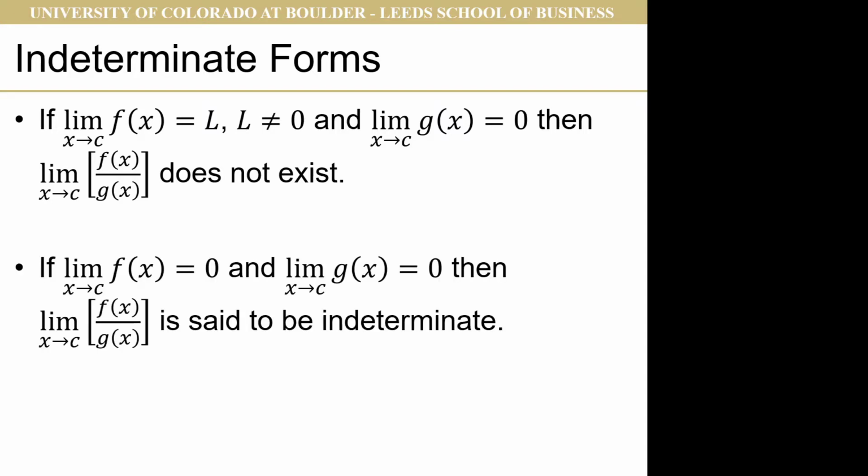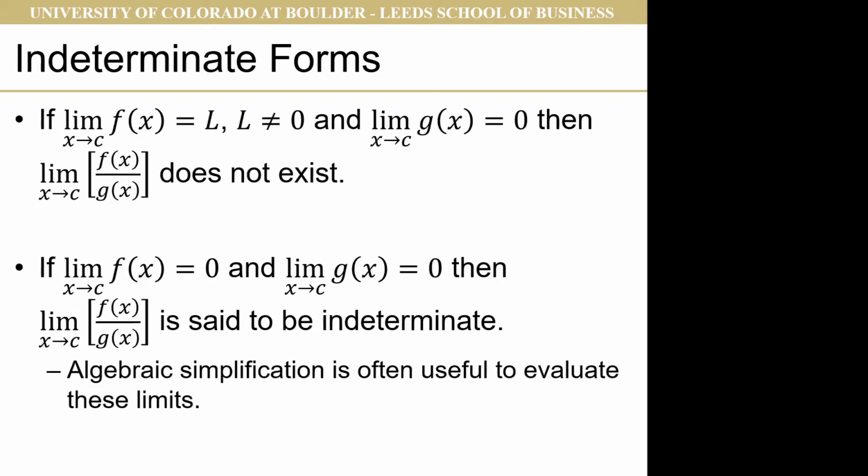Now, an indeterminate form is as follows. We're taking the limit of the ratio f of x over g of x, and the limit of the numerator is equal to 0, and the limit of the denominator is equal to 0. And it's called indeterminate because we can't tell, without a little more work, whether this limit exists or not.